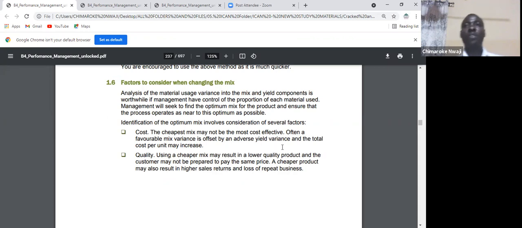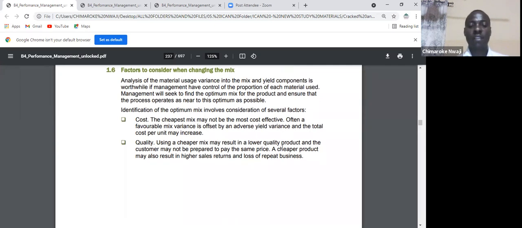And when we say changing your mix here, it means that, let's say you're supposed to use 8 kilograms of a particular material, and because you want to save costs, you now use 6 kilograms. You change the mix. And when it starts giving you a bad yield, don't cry.